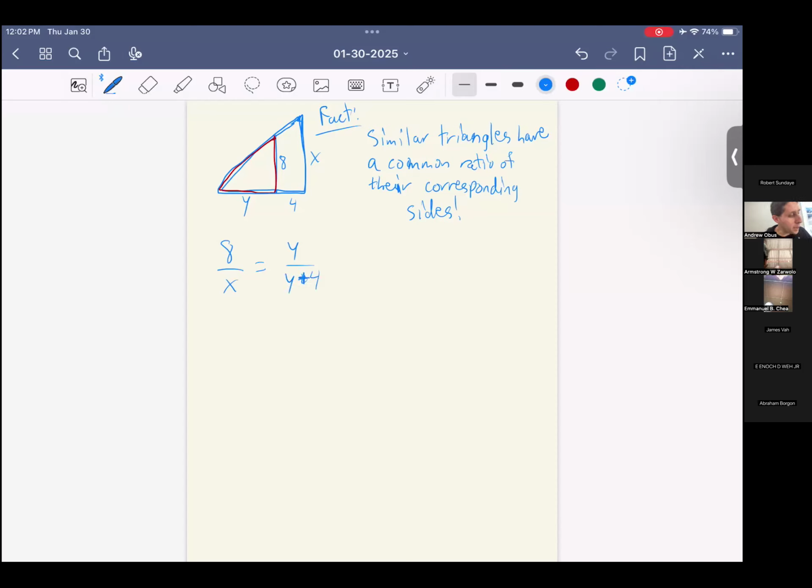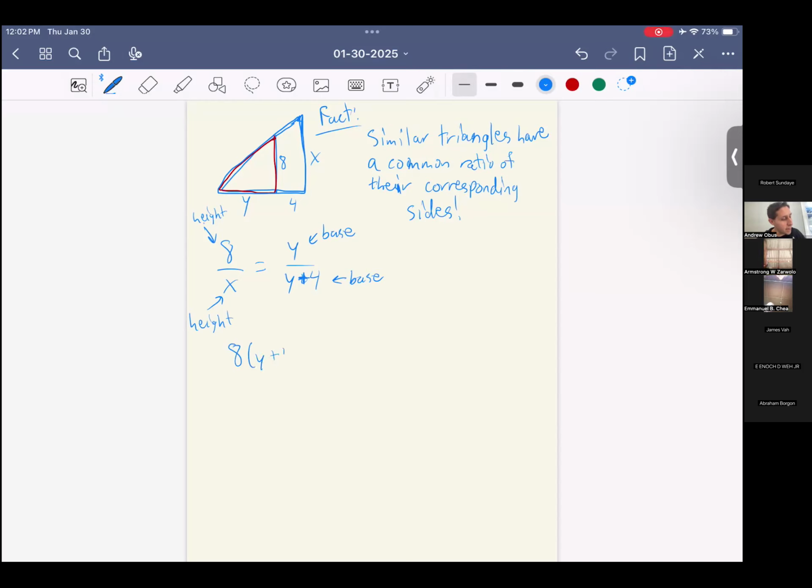I mean, what's really going on here is that this is a height of one triangle, and this is a height of the other triangle. So the ratio of the two heights is the same as the ratio of the two bases. So this is the base of one triangle, and this is the base of the other triangle, right? So now solving, we can cross multiply to solve this, right?